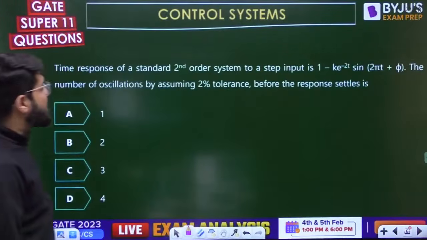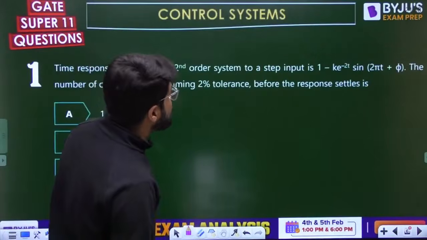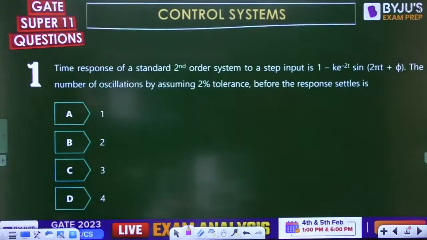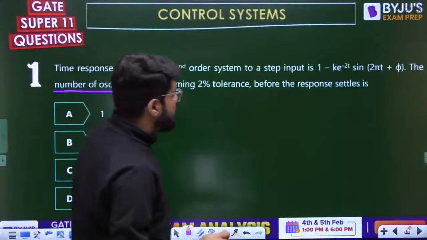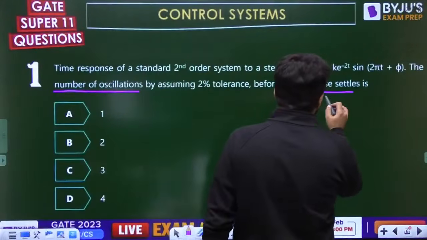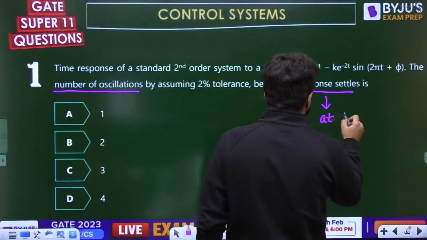The time response of a standard second order system to a step input is 1 minus k e power minus 2t sine of 2 pi t plus phi. What is the number of oscillations, assuming 2% tolerance, before the response settles? The response settles at the settling time.